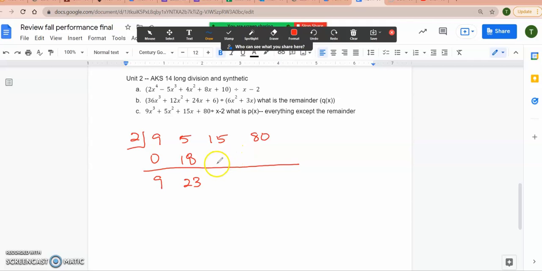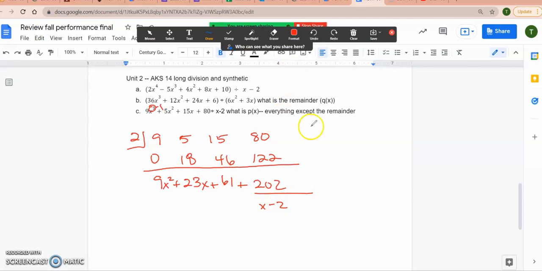2 times 23 is 46. Ooh, big math. All right, 15 plus 46 is going to give me 61. And then 61 times 2 is going to give me 122. Add those together, that's going to give me 202. Okay? And then remember, we're going to take our exponent, subtract 1. That's going to give us 9x squared plus 23x plus 61 plus 202 divided by x minus 2.